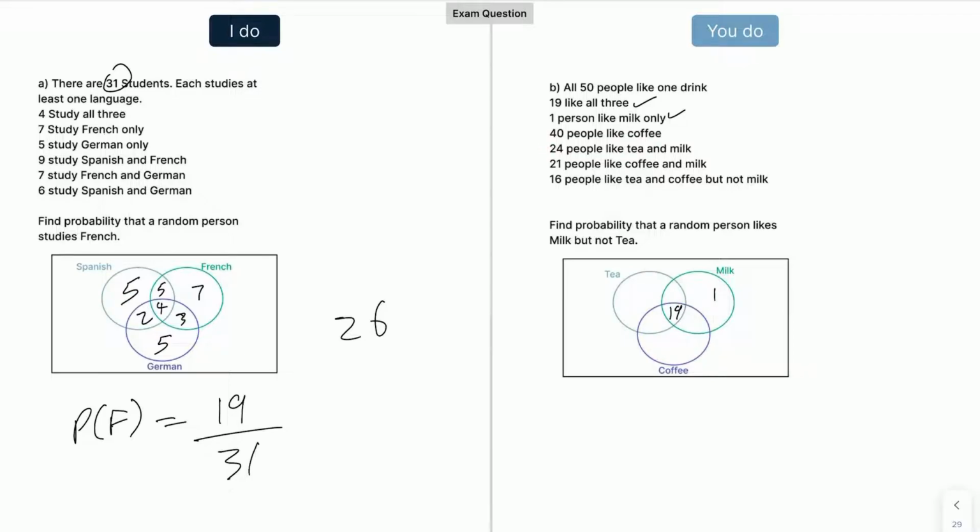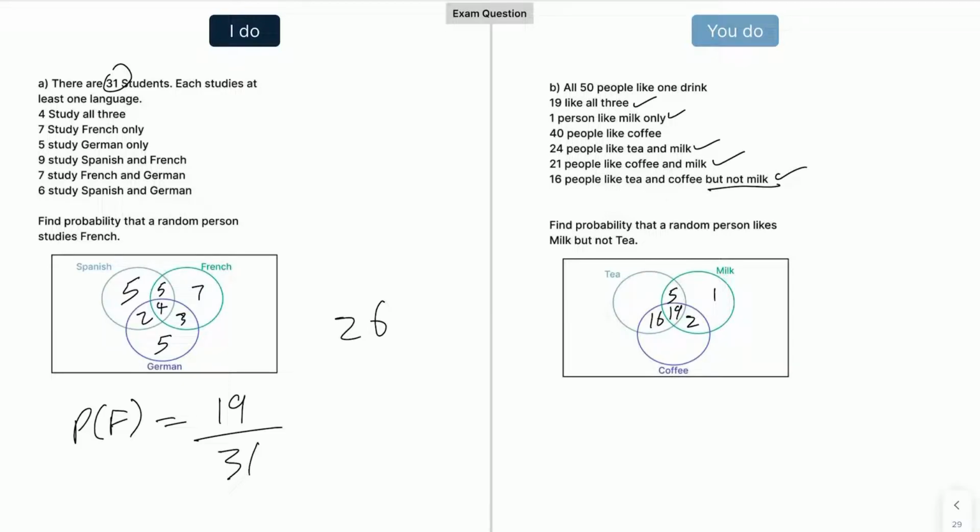It tells us 24 people like tea and milk. Now, tea and milk is this bit here. Now, it adds up to 24. It's already got 19 in it, so this must be 5. We've used that there as well. And then the next bit is 21 people like coffee and milk. So coffee and milk is this bit here. Now, there's 21 people that like that, so that means there must be a 2 here. We've used that as well now. And then it says 16 people like tea and coffee, but not milk. So tea, where is that overlap? So we've got tea and coffee. So the overlap is here, but it doesn't include the milk bit. So that means 16 just goes straight in there.